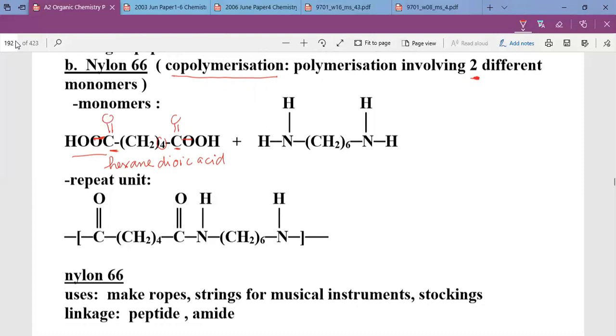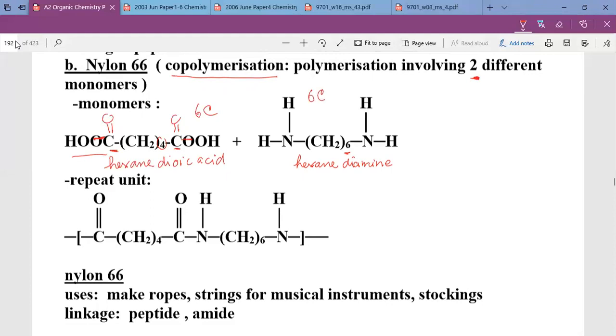Or hexanediamine, okay? Hexane diamine, or they normally put 1,6. So there's six carbon. It's called nylon 66. Six carbon here. Okay, so it's called nylon 66.